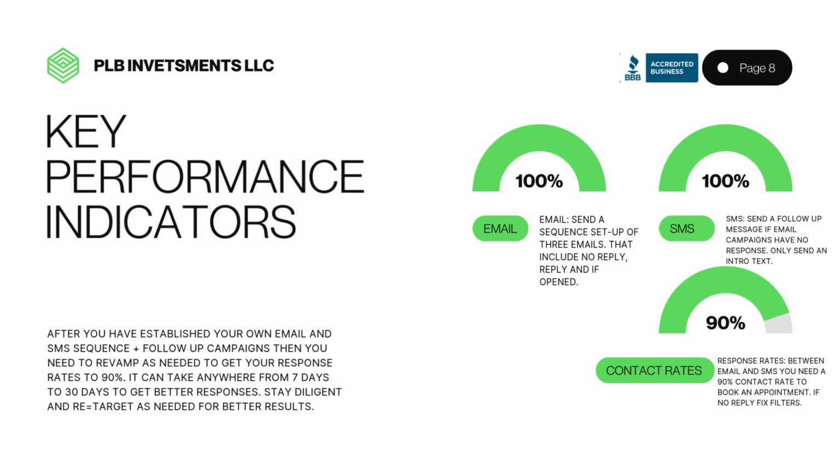Next is key performance indicators. After you have established your own email and SMS sequence plus follow-up campaigns, you need to revamp as needed to get the response rates up to 90%. It could take anywhere from 7 days to 30 days to get better responses, but stay diligent and retarget as needed for better results.